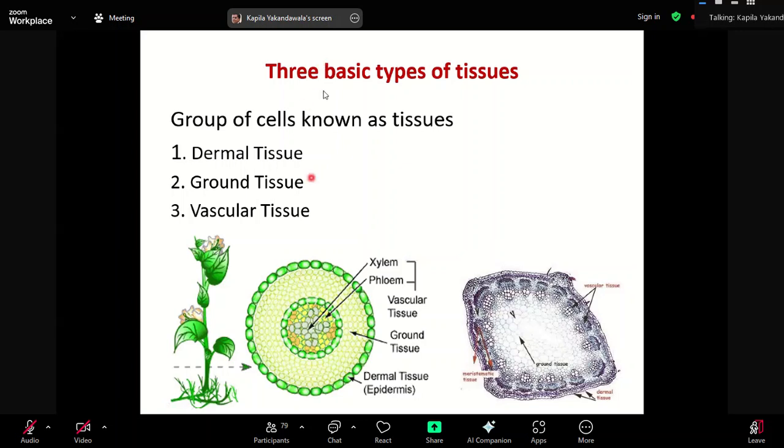So when you look at tissues, we can identify three basic types of tissues: dermal tissue, ground tissue, and vascular tissue. Outermost cover is called dermal tissue. If you look at the stem, outermost cover, dermal tissue. Innermost is vascular tissue. It consists of xylem and phloem. In between, we call ground tissue.